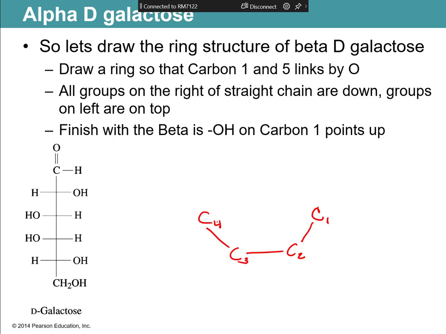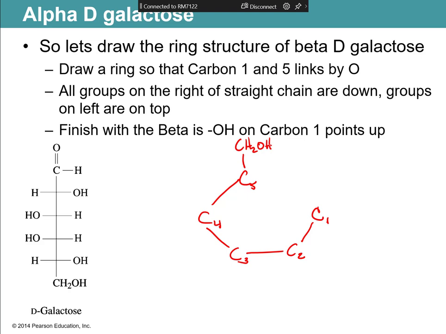Okay, so carbon 1's always in the far right corner. Carbon 4 should be on the far left corner. Then it comes up to carbon 5. And then remember, carbon 6 is not chiral because it has 2 hydrogens. So it really doesn't matter. You just write it as CH2OH.